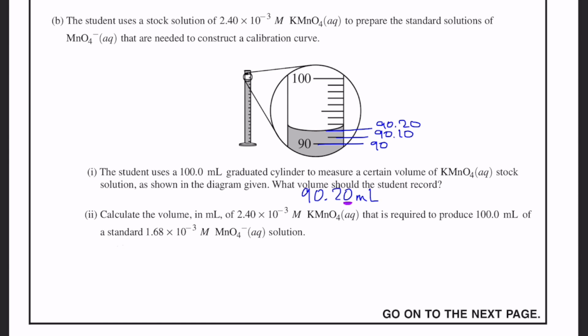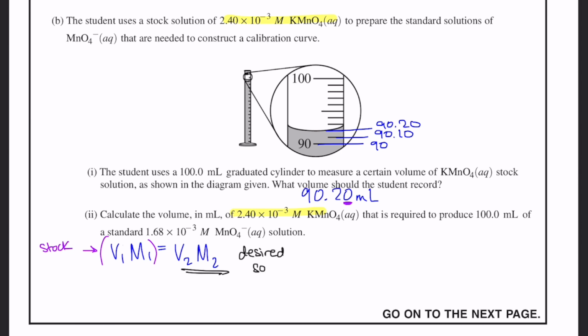Now the second subpart of this asks the volume of the stock solution that is needed to produce 100 mL of a certain concentration of the permanganate. So for this, we're going to be using our dilution formula, which is V1M1 equals V2M2. So this side of the equation is going to be the stock solution, and this other side of the equation is going to be the desired solution.